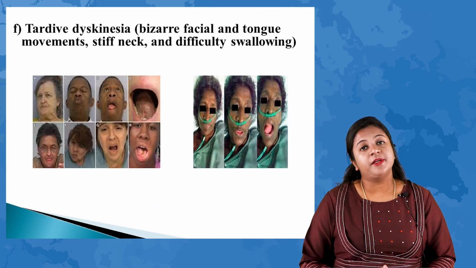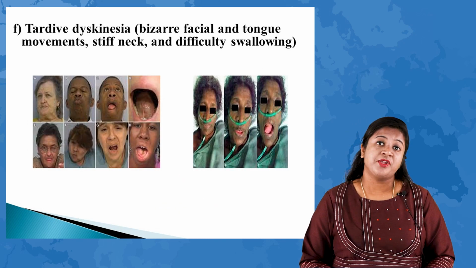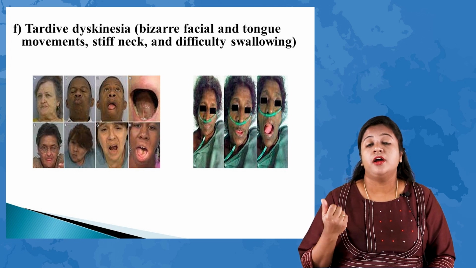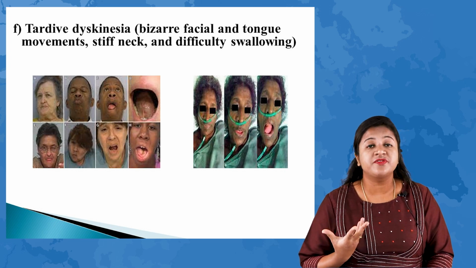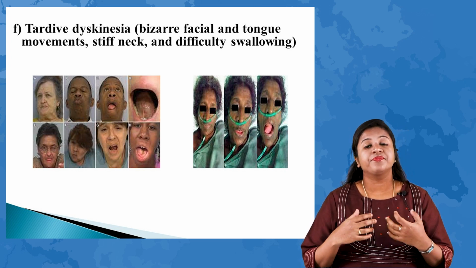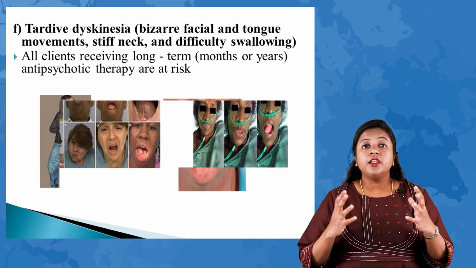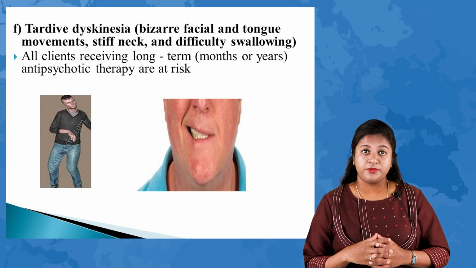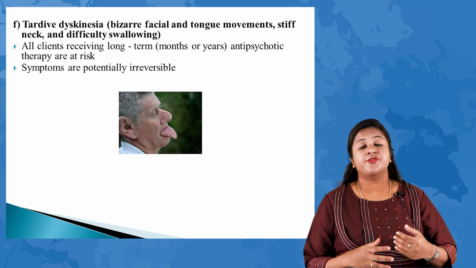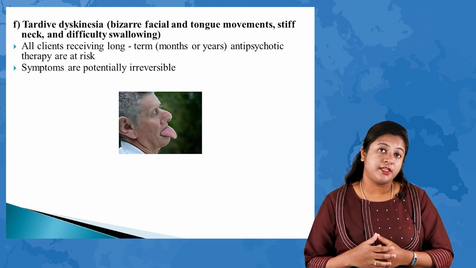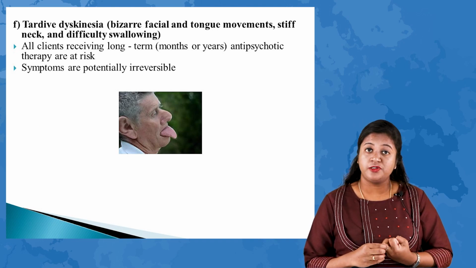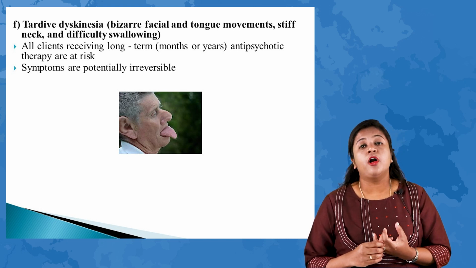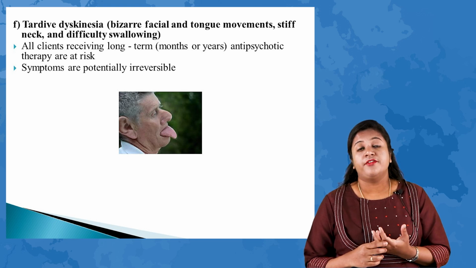The next extrapyramidal symptom is tardive dyskinesia. So what is this tardive dyskinesia? The patient will have involuntary facial movements or tongue movements, difficulty in swallowing, and also a stiff neck. All clients who are receiving antipsychotic drugs for a longer period of time, which can be months or years, may experience this symptom. The symptoms are irreversible, so closely monitor if the patient has these abnormal or bizarre movements of the face and the tongue.